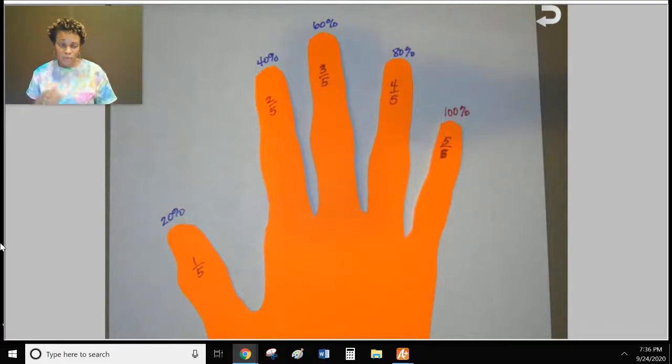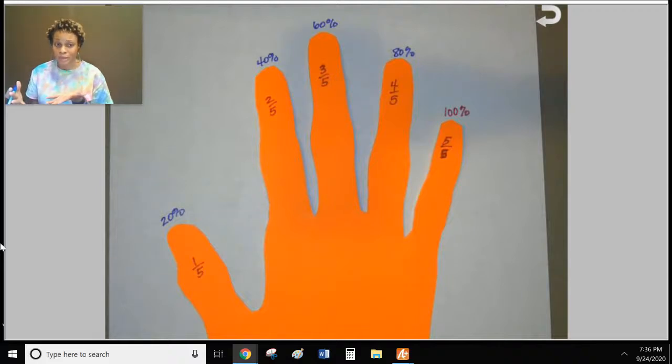If I'm trying to do my fifths and I need to know what is 3/5, 1, 2, 3, 20, 40, 60, that's 60%. If I want to know 4/5, 2, 4, 6, 8, hey, 80%. If I need to know 1/5, 20. 1/5 is 20%. Okay? So those are our percents.